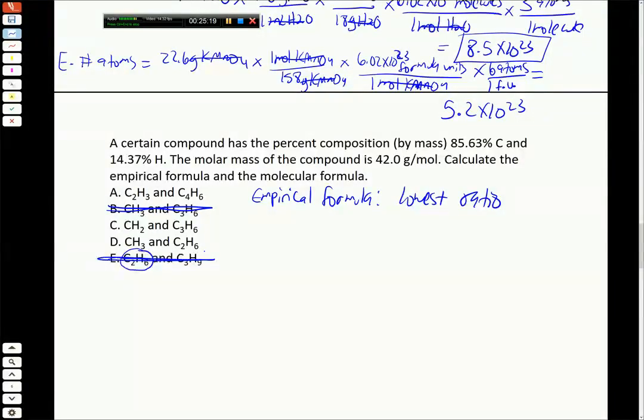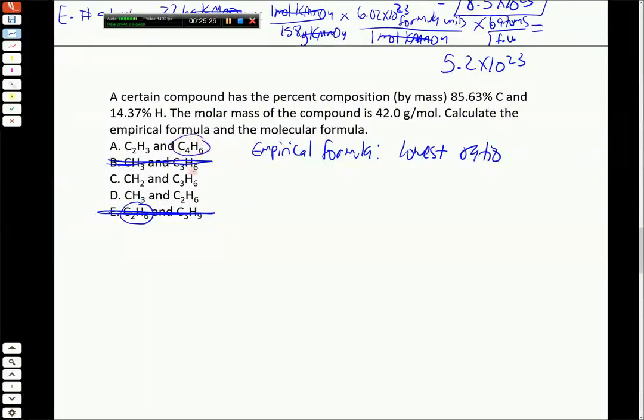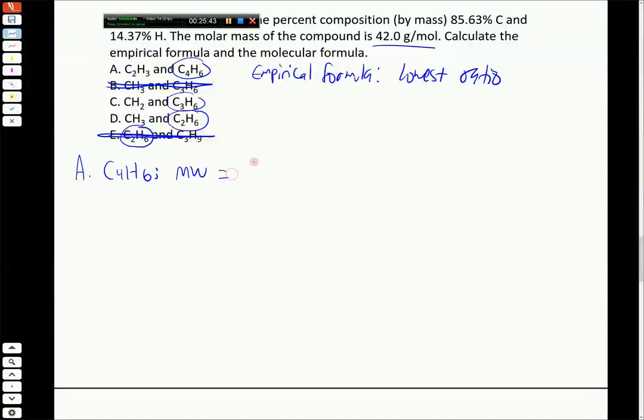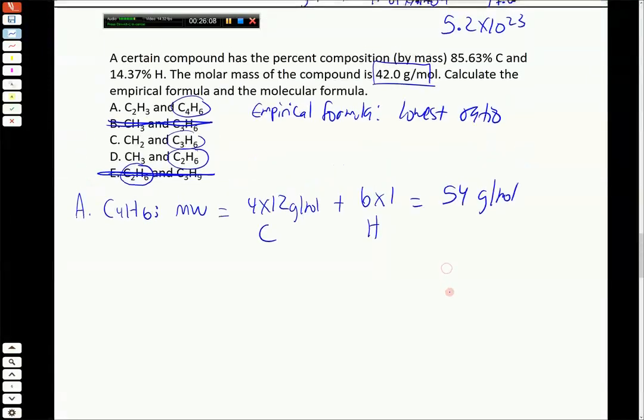Now there's actually a shortcut to this problem that I'll show you. We have 3 answer choices left, and all of them have different molecular formulas: C4H6, C3H6, C2H6. For choice A, C4H6, we're told that the molar mass is 42.0. C4H6 would be 4 times 12 for carbon, then we have 6 hydrogens, which are about 1. I'm approximating here. If we had a formula of C4H6, we would get 54 grams per mole, which doesn't match the given molar mass of 42 grams per mole.